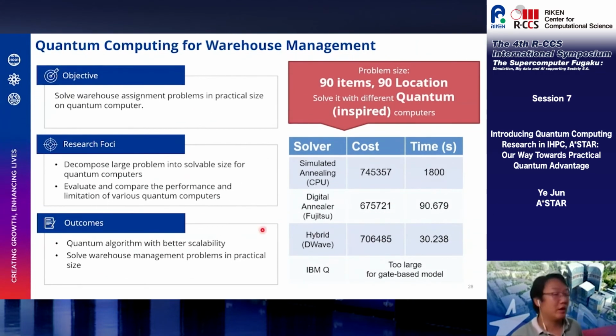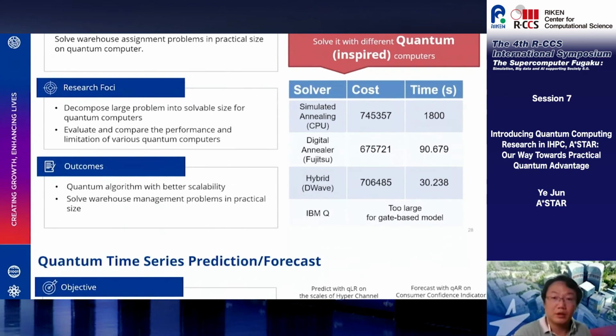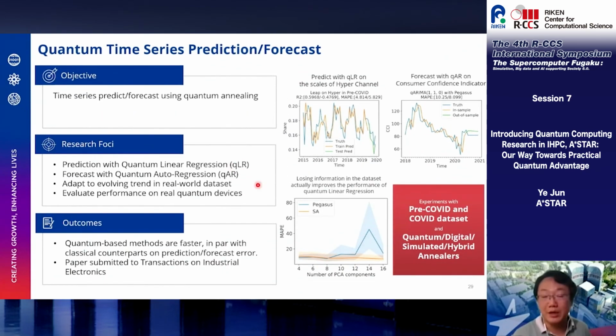So then moving to the QAP problem, this is something that I've shown for this workflow. So we can see that we are able to achieve a problem size of 19 items and 90 locations. But of course, there might be a possibility to extend the problem size further by considering, for example, divide and conquer and the type of problem decomposition for optimization problems. Then moving to the time series forecasting, we actually worked with our industry collaborators.